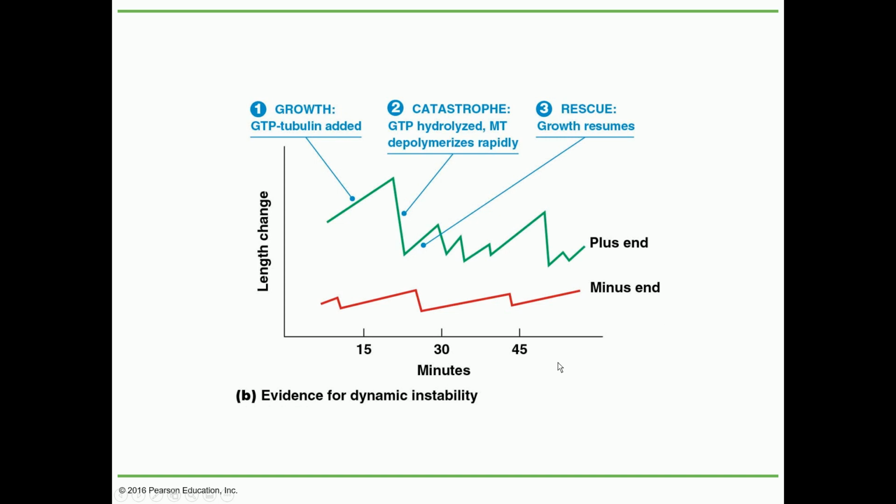So you can see that these are the two ends of the microtubules, the plus and the minus end, and at the plus end the growth is taking place. So when the growth is taking place, the GTP tubulin is added, and when the GTP is hydrolyzed, then the microtubules depolymerize, and this is called microtubule catastrophe. And if the growth resumes back, this is called microtubule rescue.